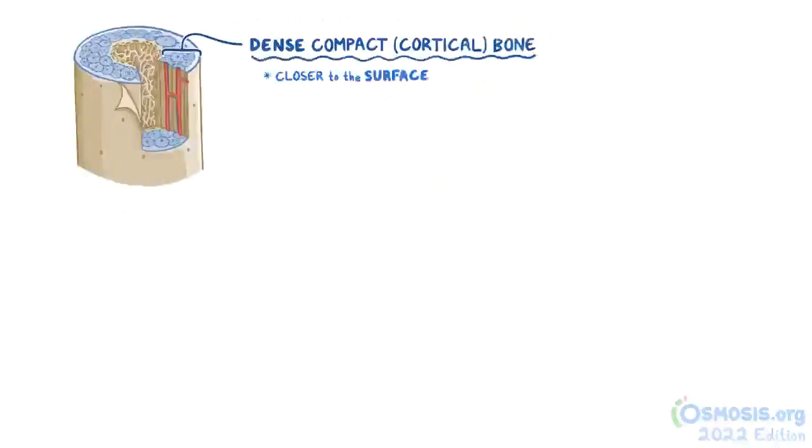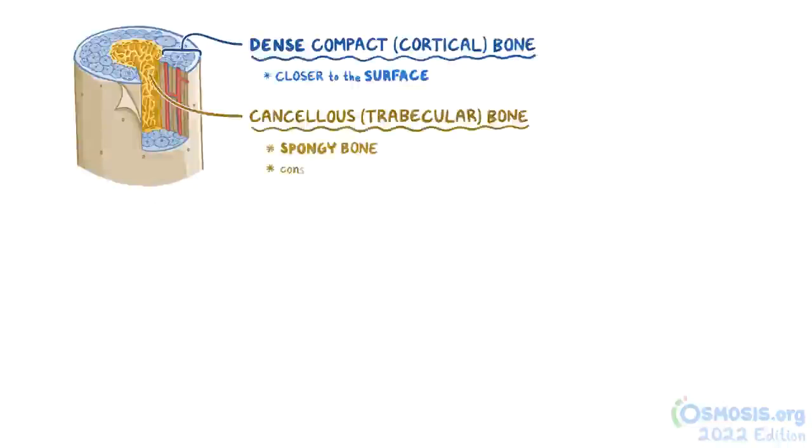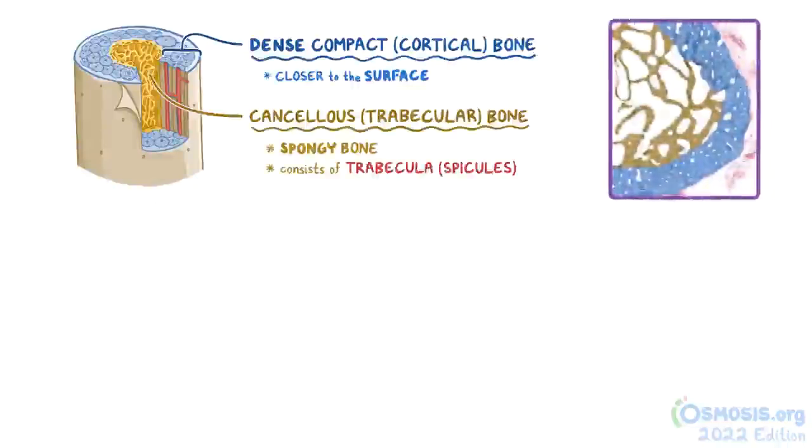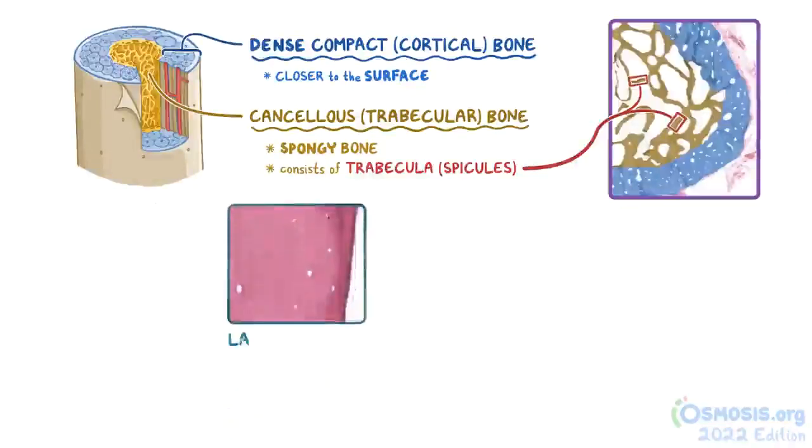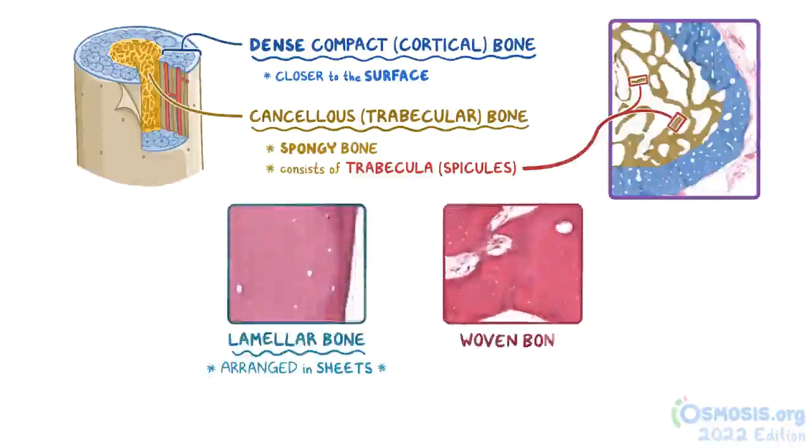Alright, as a quick recap, morphologically, bones have two main types: the denser compact, or cortical bone, which is found closer to the surface, and the cancellous or trabecular bone, which is the spongy bone that consists of trabecula, or spicules, that form interconnecting cavities. Microscopically, the lamellar bone is arranged in sheets of collagen matrix, and woven bone has collagen fibers that are arranged randomly.